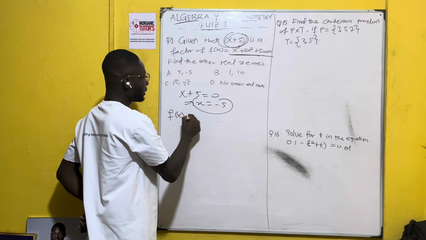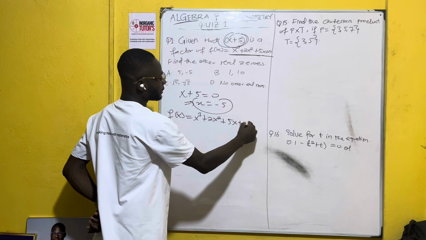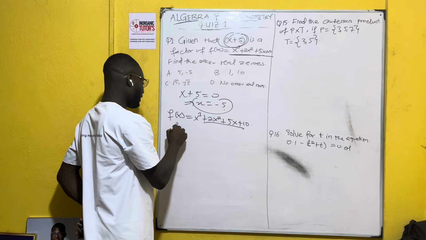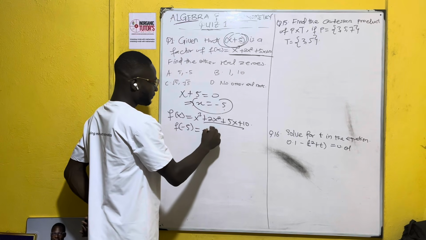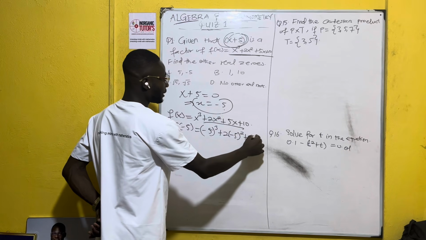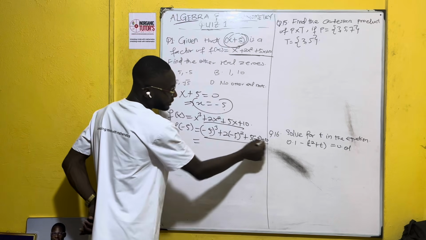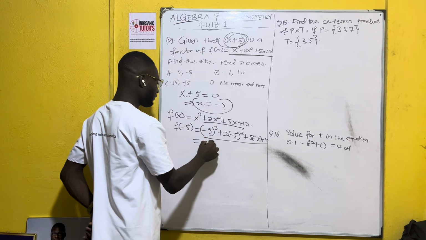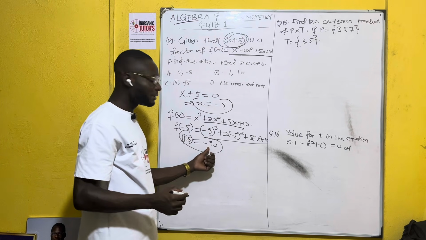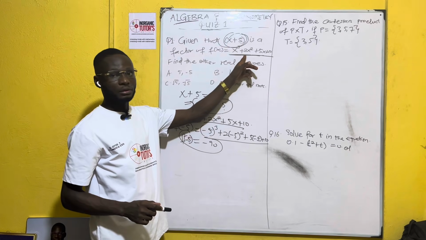f of x equals x cubed plus 2x squared plus 5x plus 10. So we substitute negative 5 in place of x. You have negative 5 cubed plus 2 times negative 5 squared plus 5 times negative 5 plus 10. When you sum this up very well, you're going to have minus 90. So this minus 90 means that x plus 5 is not a factor of this polynomial function.